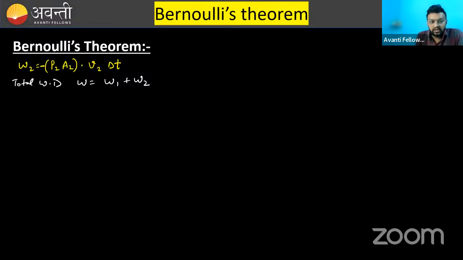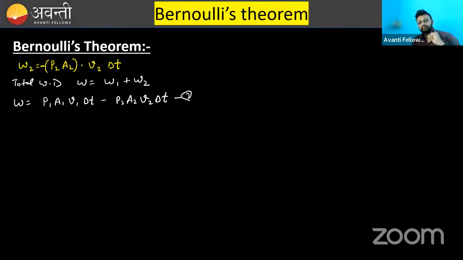I will place the values. W is equals to W1, which is P1 A1 V1 delta T, minus P2 A2 V2 delta T. This is the value of work done by W2. I have placed the value of W1 from the previous slide. So let's suppose this is equation number 2.